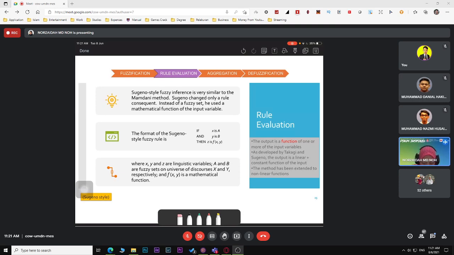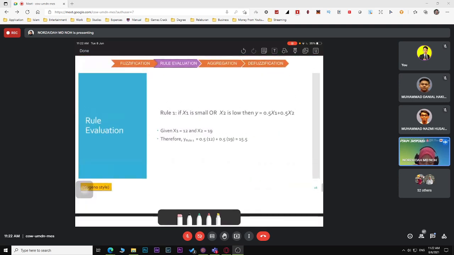Okay, tadi contoh yang saya bagi kalau diguna spike. This is another example. If z is f(x,y), you kena masukkan balik value x dengan y tadi ke dalam dia punya function untuk get some spike. Tu pun mungkin juga berlaku. So that is some possibility. Okay, alright. For example, this is another example of the rule in Sugeno style. If x is small or x2 is low, then y is ni function dia.